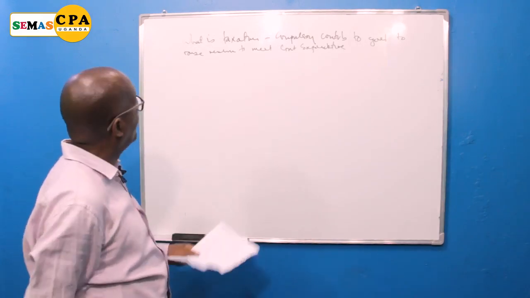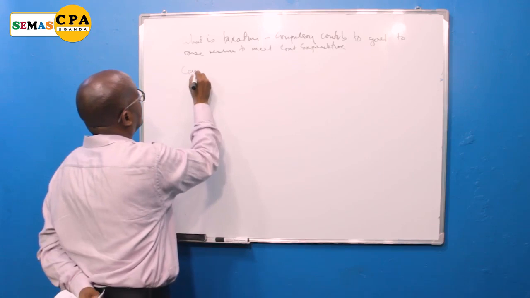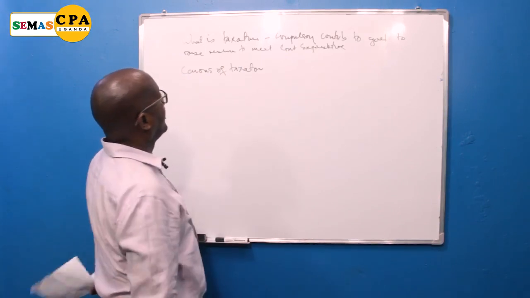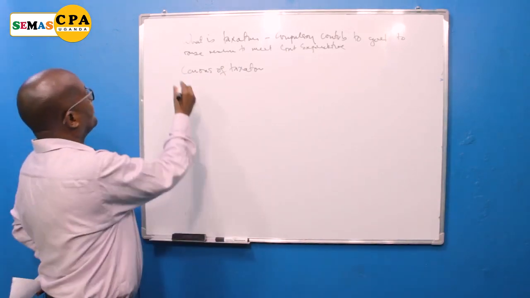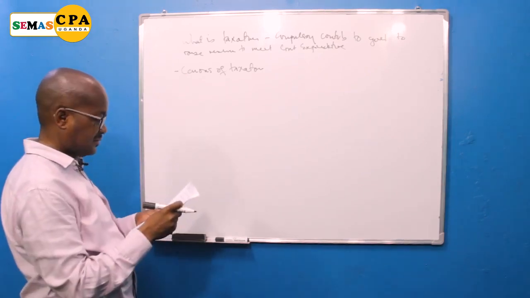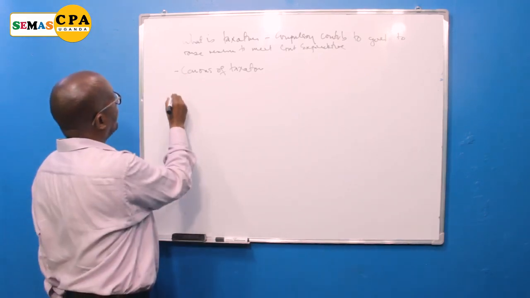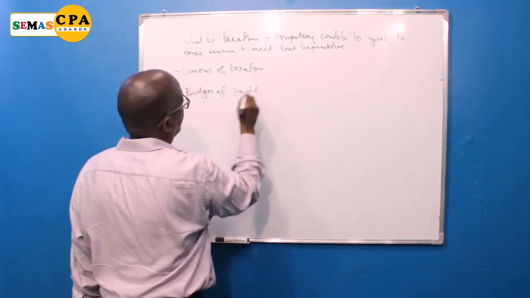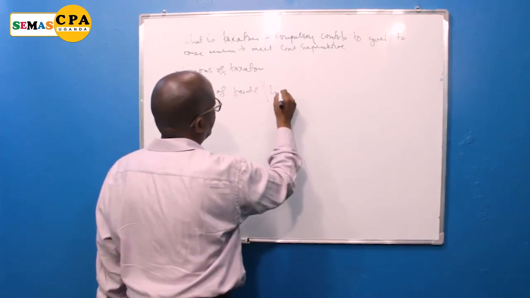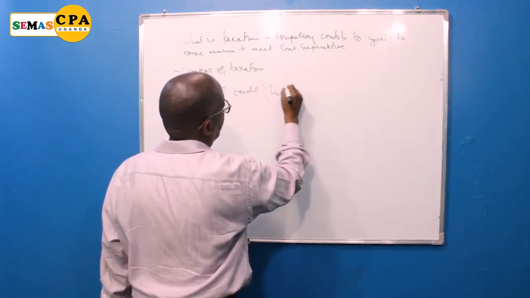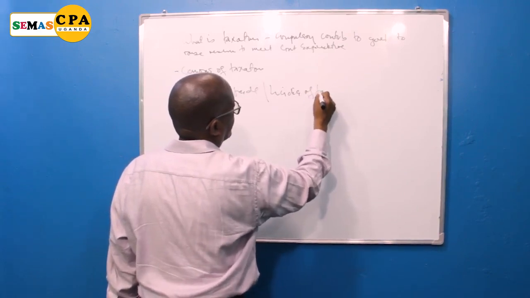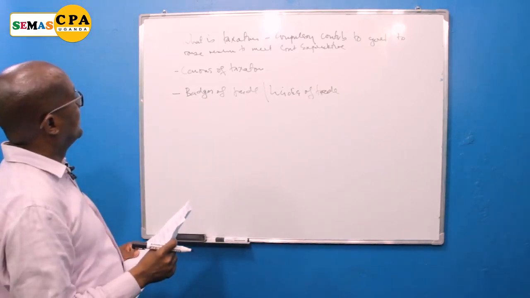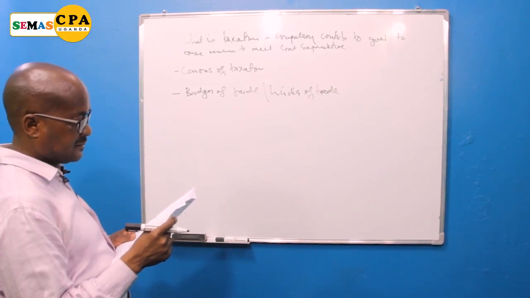So in this revision class, there are certain key things I want you to have on your fingertips. For example, canons of taxation. This is the introductory part in tax. You need to know what canons of taxation are by now. You need to know badges of trade, or what they call the indices of trade, indicators of trade. So these are very important theory issues you're supposed to have in your mind.